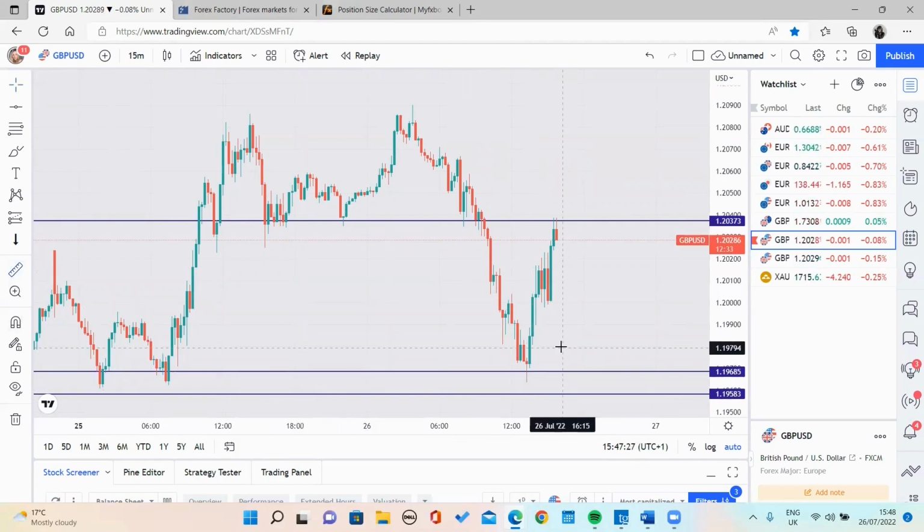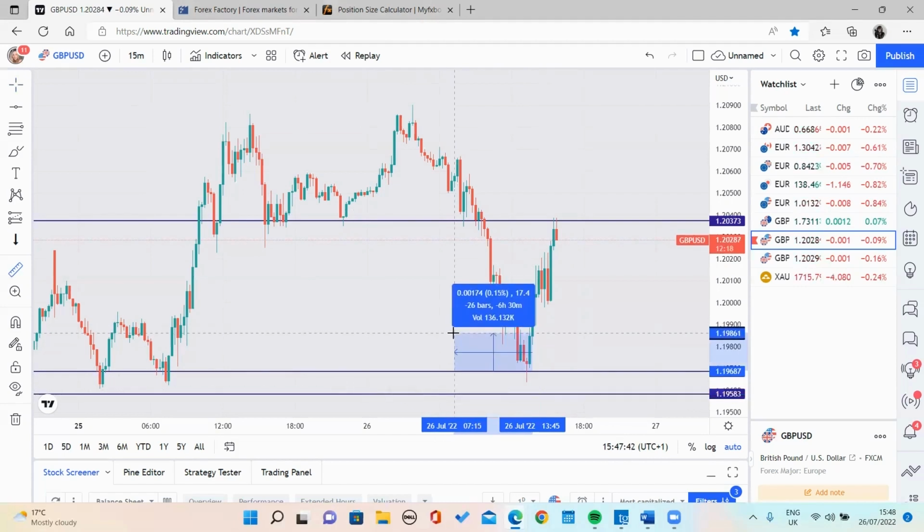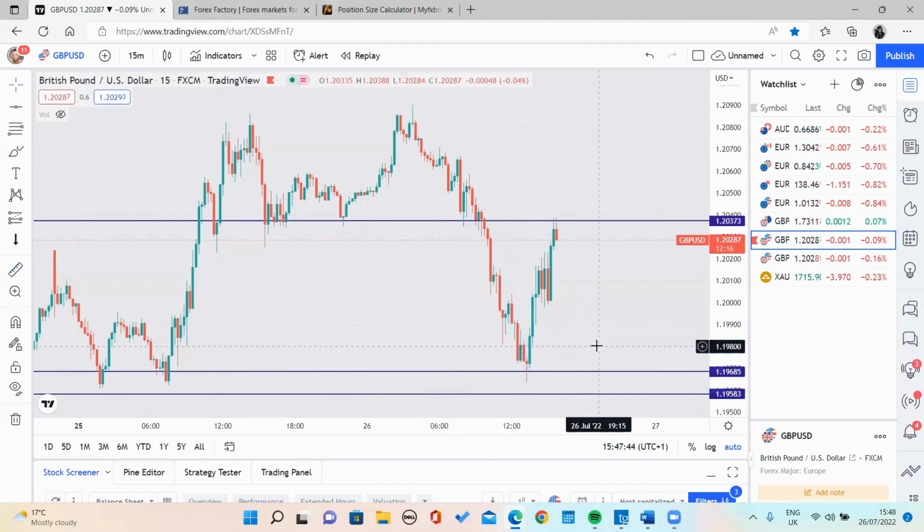Just on TradingView, which there's a video on how to use everything, but for now we measure down, which is about, let's just say, 10 pips. So we've got 0.00107, but remember, the fifth number is a pipette, so that's 10 pips. That is the first thing we do: 10 pips.